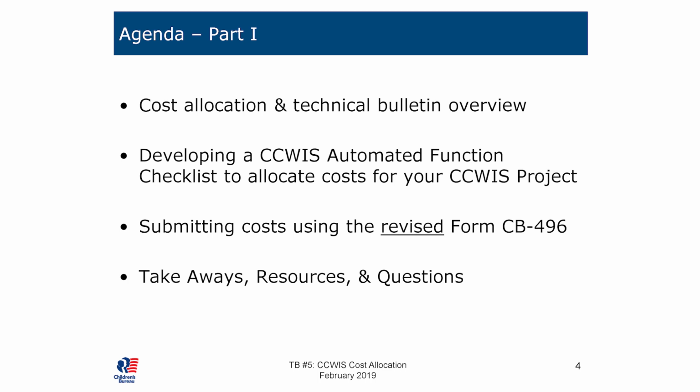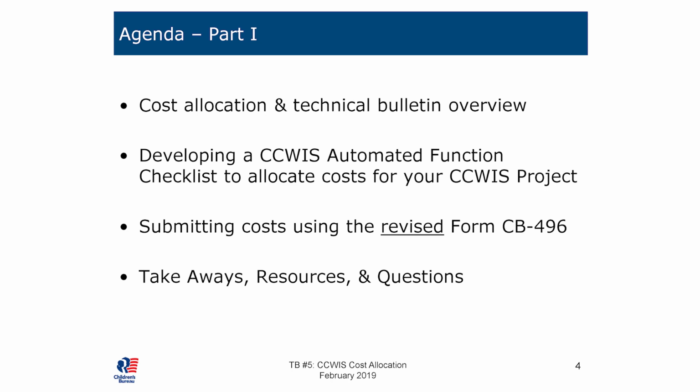During this call, we will cover the following topics. We will start with a quick overview of cost allocation and what is in the technical bulletin, and then move on to an example of developing a cost allocation plan and applying it to your costs. In this first webinar, we will demonstrate how to develop the Automated Functions Checklist that is a key input into the development of your cost allocation plans. We will continue with the example in our Part 2 webinar.